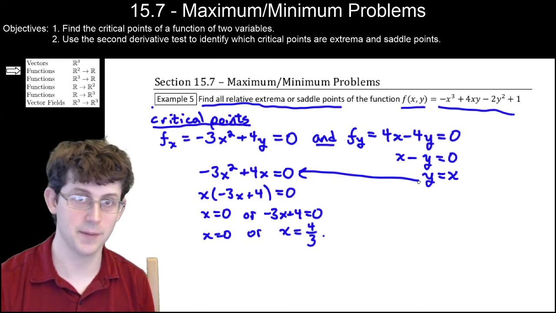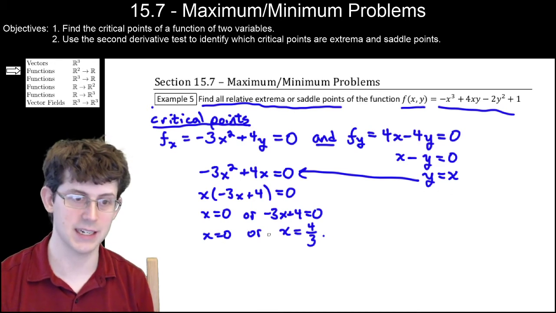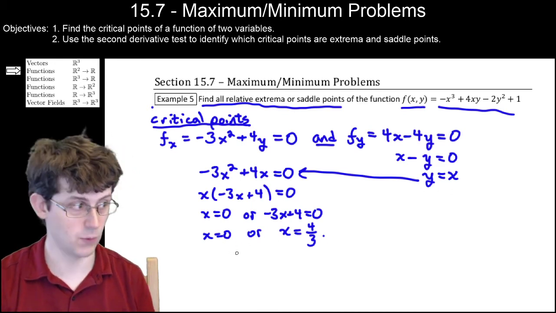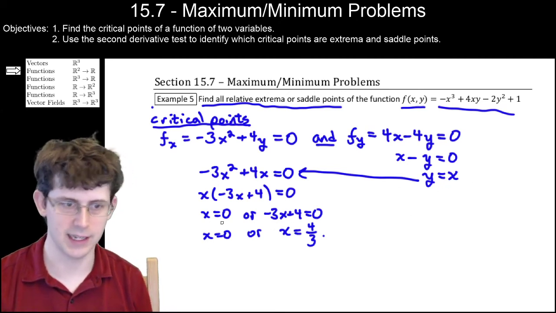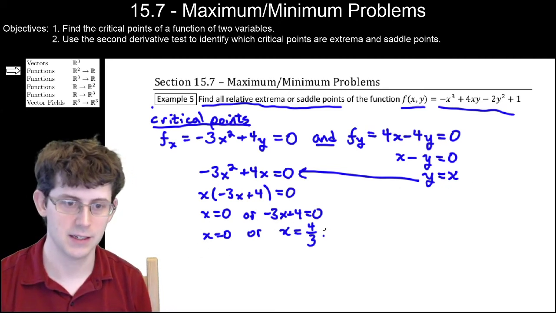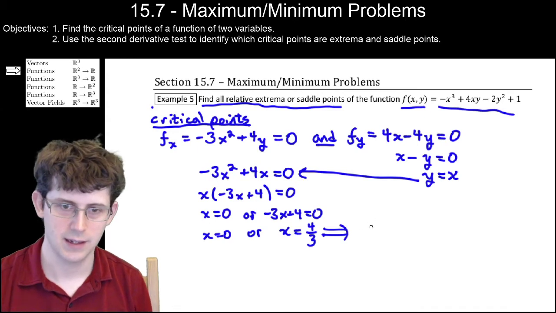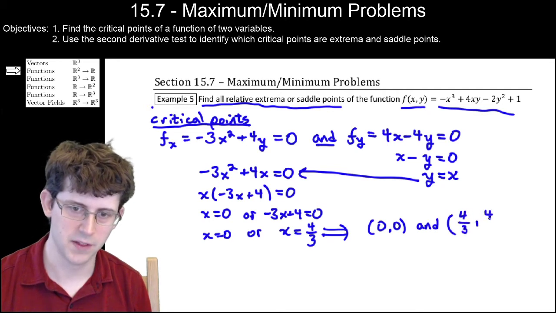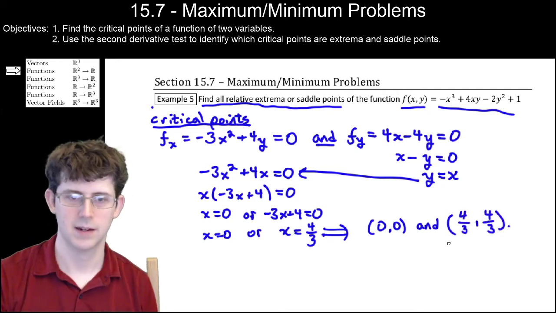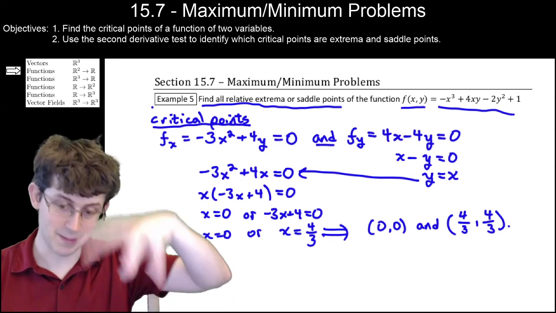So here it told me y equals x, which means I can turn both of these into points that have the same y as x. If this said y equals 2x plus 3, I would use that to find what y was. So these are my critical points. I've got (0, 0) and (4/3, 4/3).